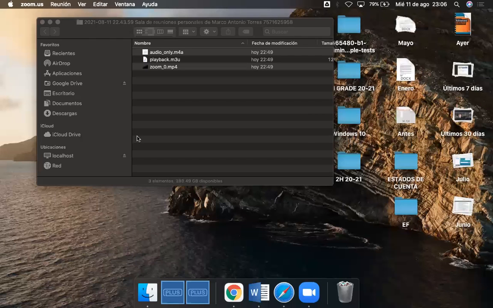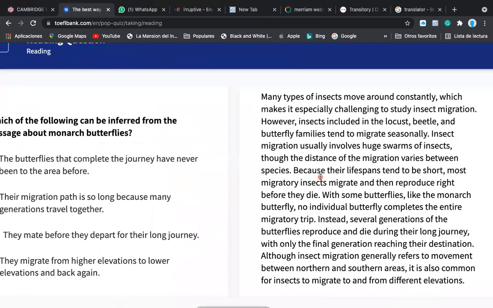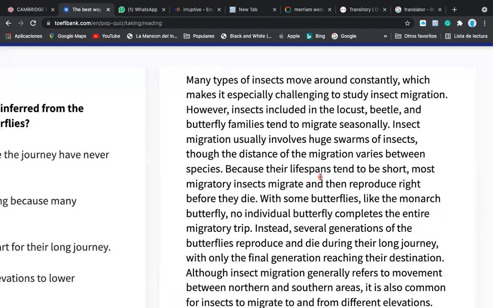I still don't get it. So I'm going to start screen sharing and activating my spotlight. Okay, there we go. And please, this time, Marco Antonio, please focus on your reading, okay?